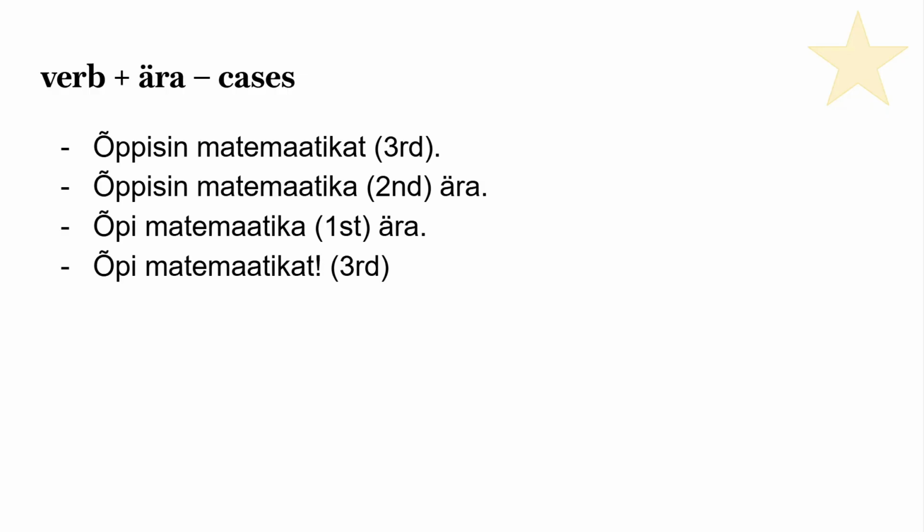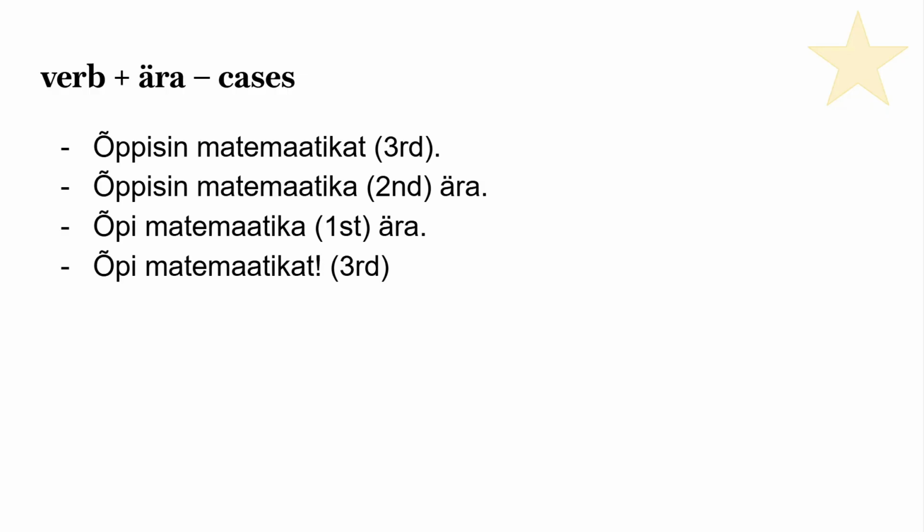And I will also talk a little bit about cases, because usually you need to use some kind of object in your sentence. So õppisin matemaatikat. It means I studied math, but usually in the Estonian context it means I did my math homework. So that's how we say I did my math homework. Õppisin matemaatikat, I worked on my math homework. Third case, matemaatikat, third case. But if it's õppisin matemaatika ära, then it's I finished doing my math homework. And here the matemaatika is second case.